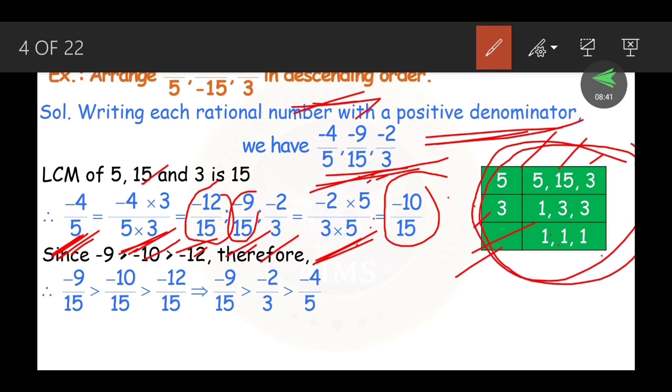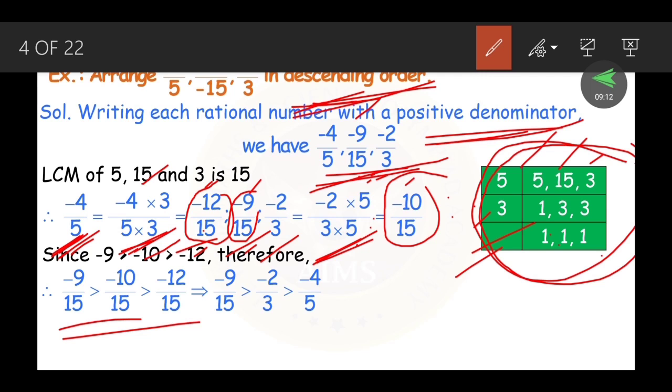Now all the 3 rational numbers have the same denominator, so now we can compare them. Which one is greater? What they are asking? They are asking to write in descending order, so the greatest value to be written first. Out of here, what are the numerators? Minus 12, minus 9, minus 10. These 3 are the numerators.